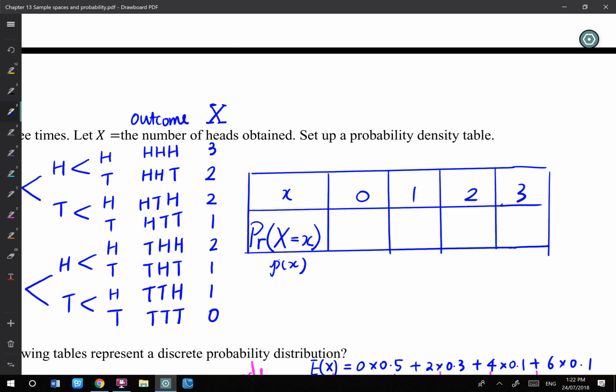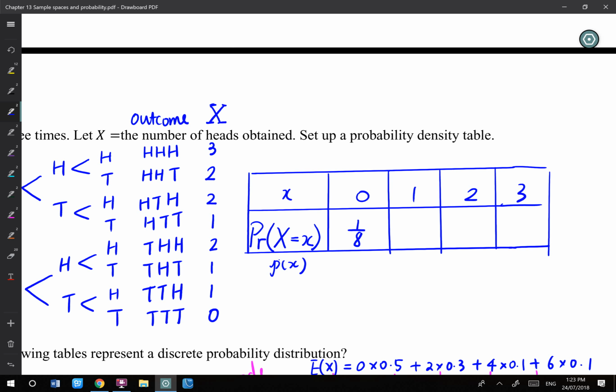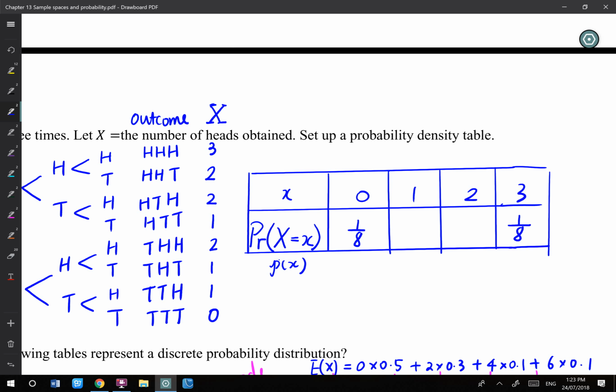So what's the probability? This line represents the probability of your random variable x taking this particular value. What's this particular value? This one's taking the 0. So it's the probability that the random variable equals 0. What's the probability of getting that? That's 1 on 8, because there's only one such outcome that gives you 0 heads. Similarly, you have 1 on 8 for the random variable taking 3, because to obtain 3 heads, it's only the first situation you will get. So that's 1 on 8 as well.